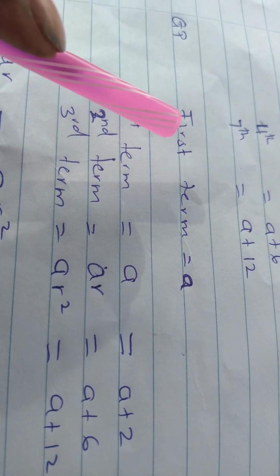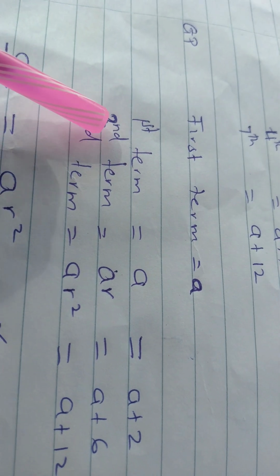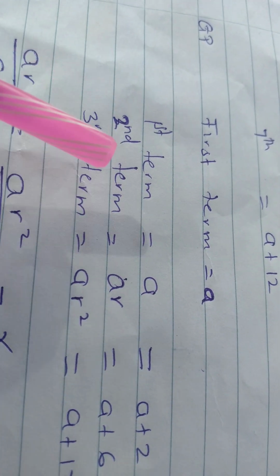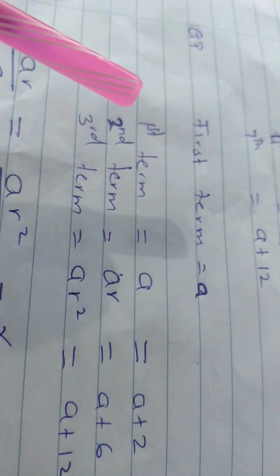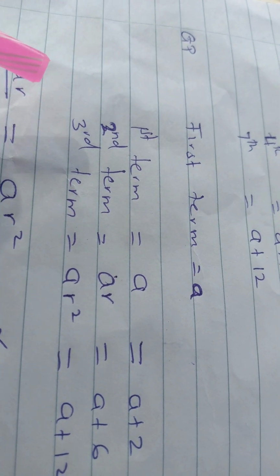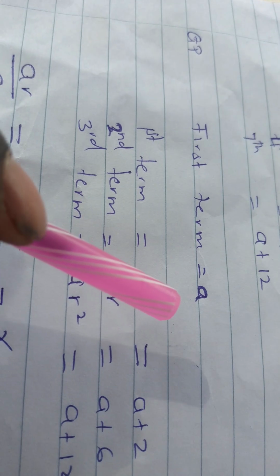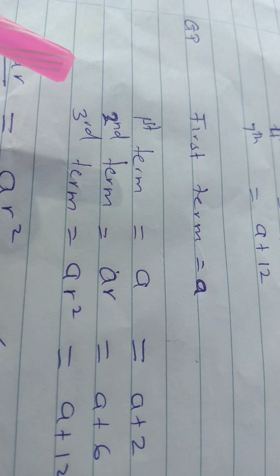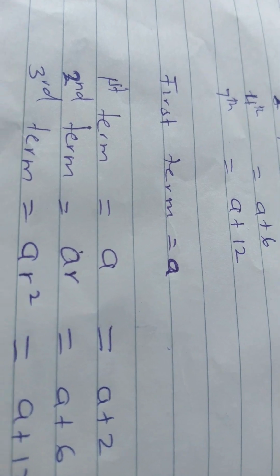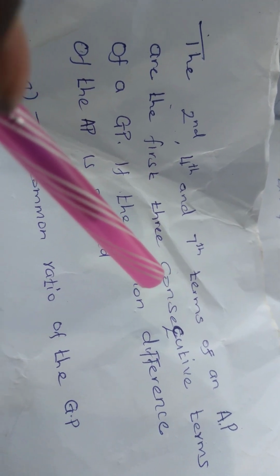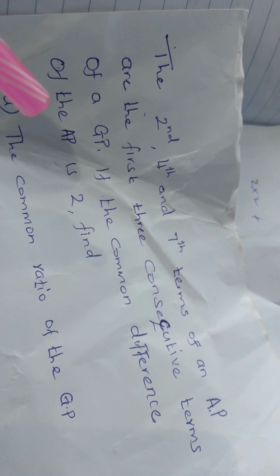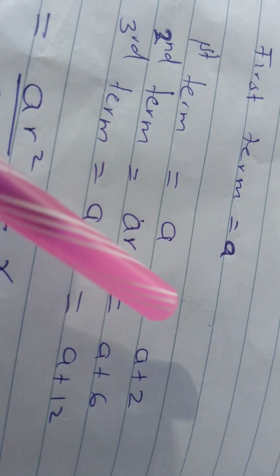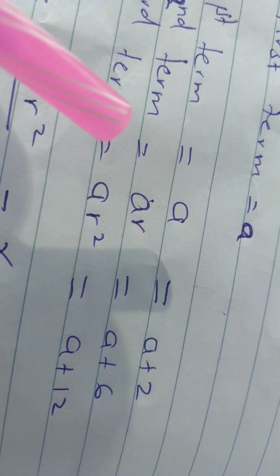The first term of a GP is A. So if the first term is A, the second term will be AR to the power 2 minus 1, which is A times R. Then the third term will be A times R, which is AR squared. And since the question says that these terms of an AP form the first 3 terms of a GP, therefore the first term is the same as the second term of the AP.